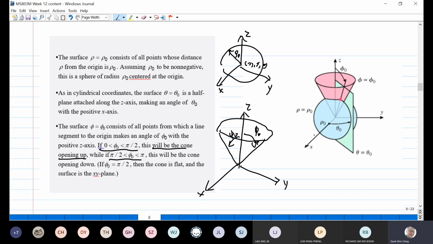What happens when it's at 90 degrees? Actually, the cone is flat now, and this is the xy plane. So if this phi 0 is less than pi over 2, you have a cone. Every point on the cone is given by that equation. So all these constants actually have meaning there. So that's how to get the spherical coordinates.